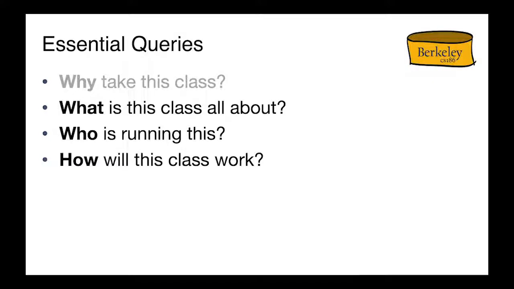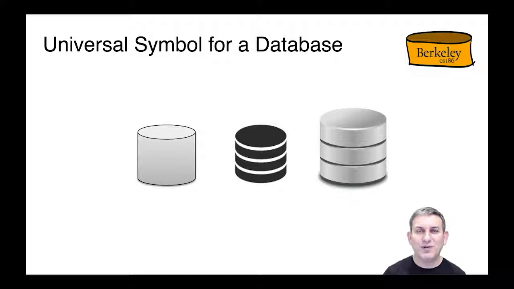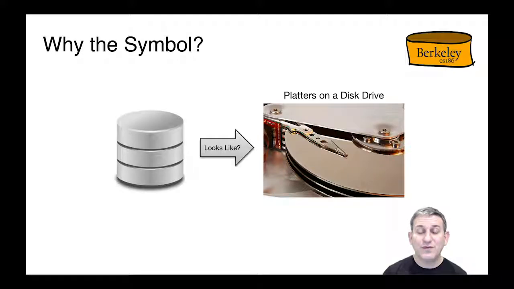So, on to our second query. What is this course all about? This is the universal symbol for a database, a cylinder or a stack of cylinders like this. And that's not a coincidence. A database system icon looks very much like the platters on a traditional magnetic disk drive.